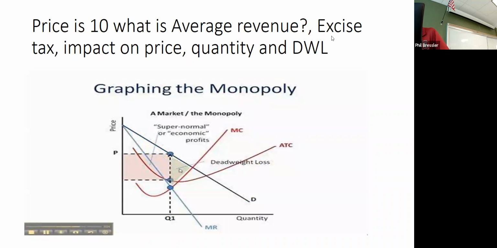All right, I kind of did this one. All right, price is 10, what is average revenue? Okay, so I want to give you a minute to think about if the price is 10, what is the average revenue? And an excise tax, what impact would that have on price, quantity, and deadweight loss? Okay, I'll give you a minute to think about it, and then I'll come back.